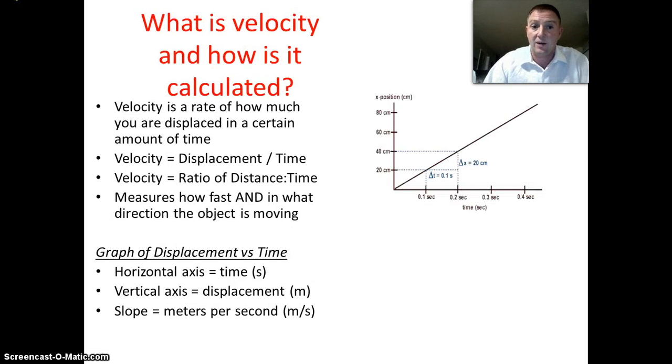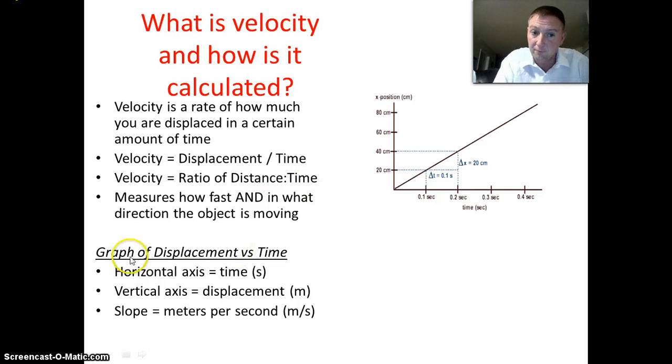So what is velocity? How is it calculated? Velocity is speed plus direction. It's the rate of how much you are displaced in a certain time. So if I graph it, here's my position, here's time. Notice my position changes. I'm at 20 centimeters at 0.1 second, but I'm at 40 centimeters at 0.2 seconds. So my position is changing relative to time. If that changes, then I have velocity. I am moving. It's a ratio of the distance traveled over time. And if we have displacement, positive or negative, we know which direction I'm moving.